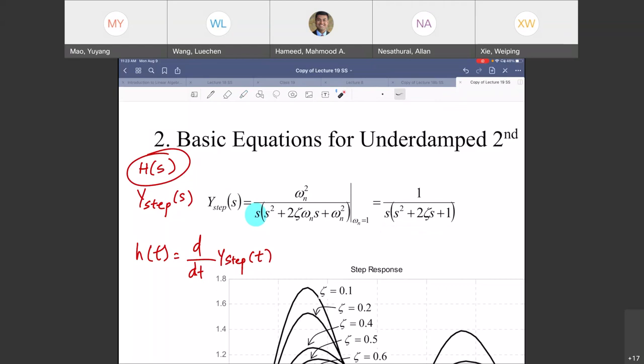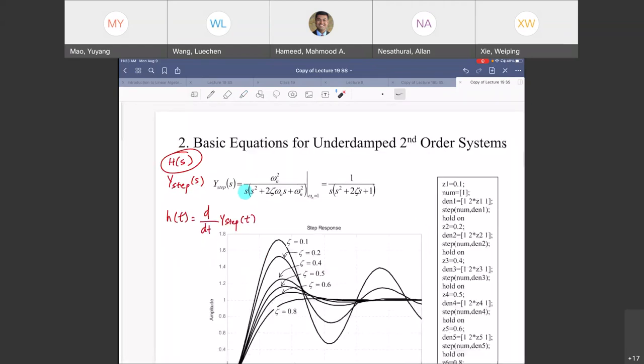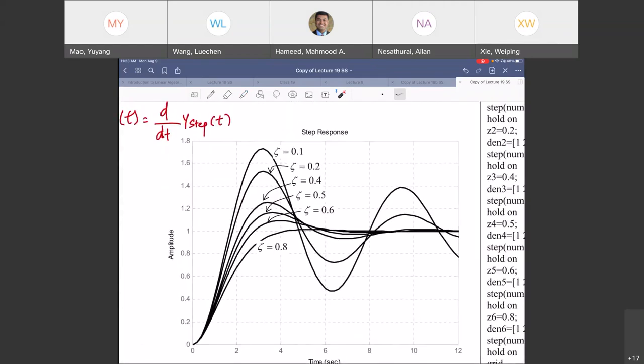Now what you can do is you can change zeta and observe what happens to this underdamped system. If you have zeta equals 0.1, what do you have? You have a big overshoot, and then it settles down. As you increase the value of zeta, even go to 0.8, you are getting very, very close to a critically damped situation, right? So as you are increasing zeta, what is happening? You are decreasing the overshoot, and you're moving close to the critically damped case.